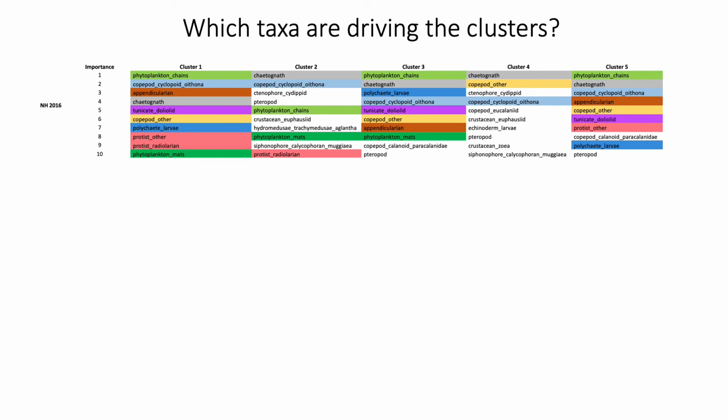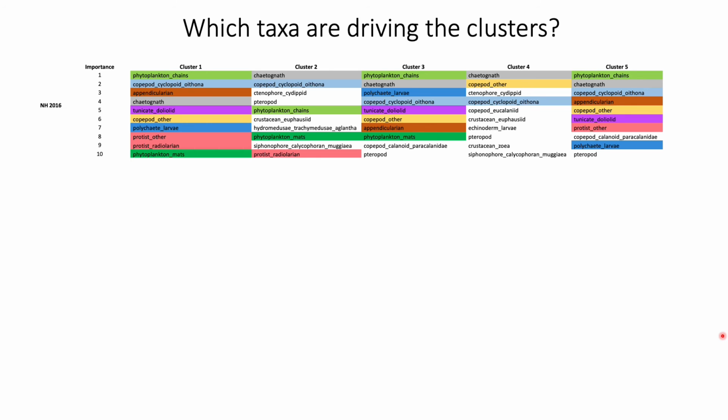The supervised classification of the clusters using the taxa concentrations only showed us who was driving the clusters, strictly statistically speaking. Here I color-coded the top 10 taxa for cluster 1. So the reappearance of the green phytoplankton chains here, here, and here shows that phytoplankton was an important predictor in most clusters. However, we see that clusters 2 and 4 don't share much color coding with the other clusters and were quite different from clusters 1, 3, and 5.